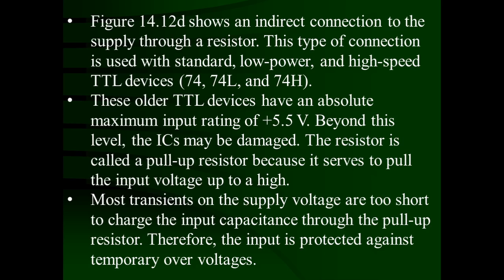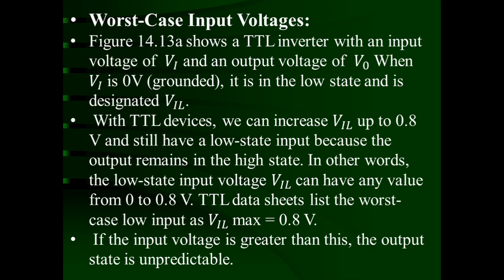The resistor is called a pull-up resistance because it serves to pull the input voltage up to the high level across the input capacitance. Most transients on the supply voltages are too short to charge the input capacitance through the pull-up resistor. Therefore, the input is protected against the temporary overvoltages.